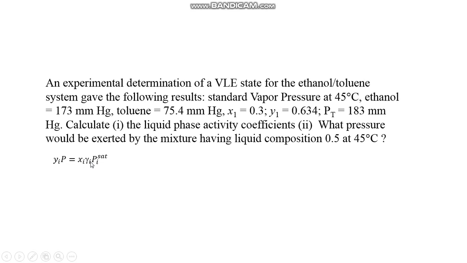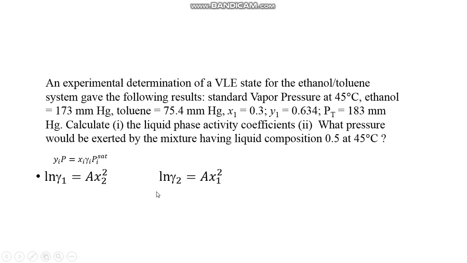If this is not satisfied, we have to calculate gamma 1. Same way, using y2, x2, P2 set and P, we need to calculate gamma 2. So gamma 2 would be y2 P upon x2 P2 set. Once we get the value of gamma 1 and gamma 2, we know that the mathematical expressions for gamma 1 and gamma 2 are these. Now I know gamma 1 from this value at x2 equal to 0.7 and gamma 2 from this equation at x1 equal to 0.3.